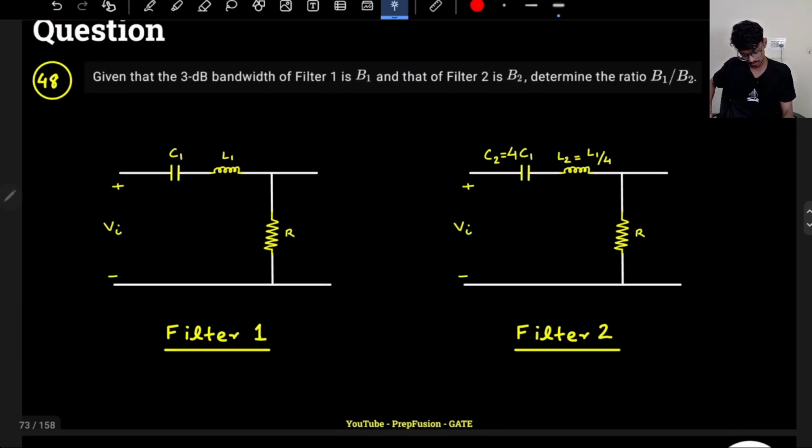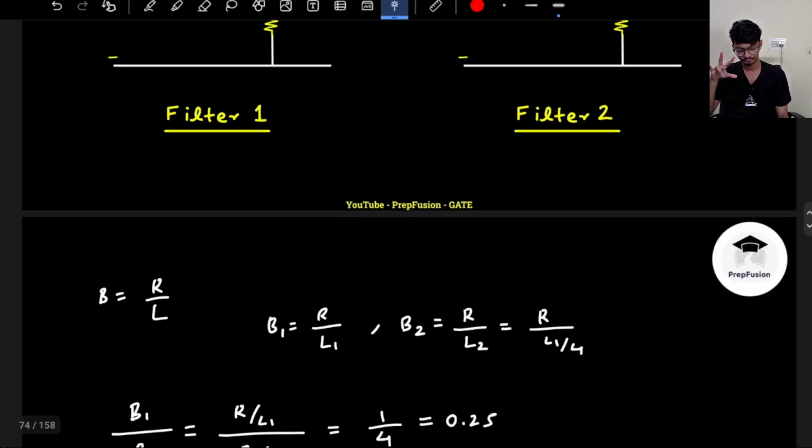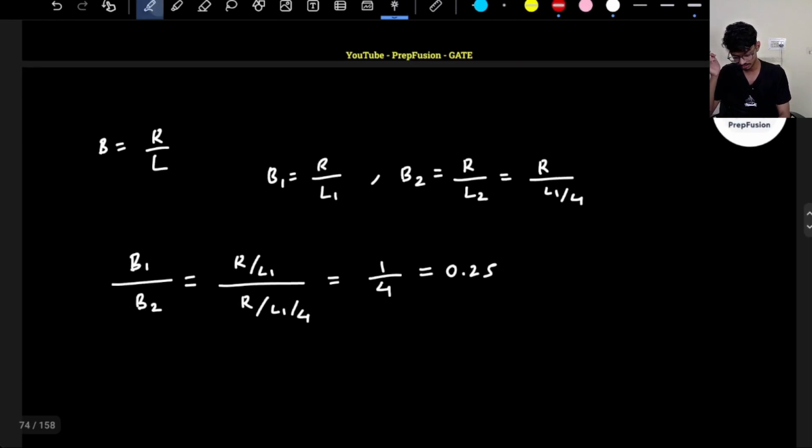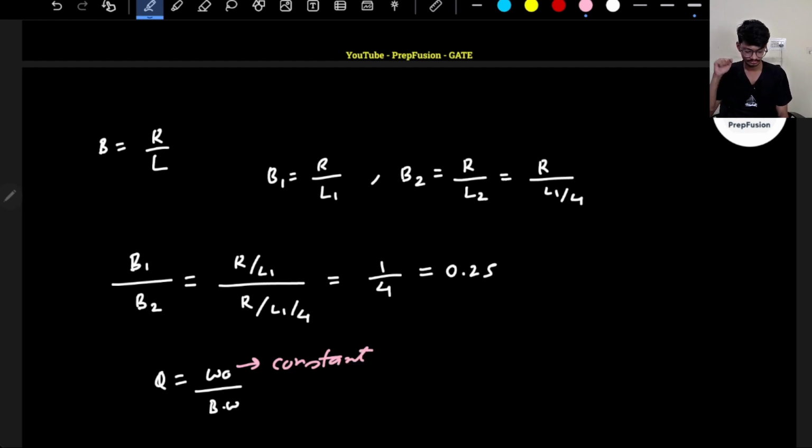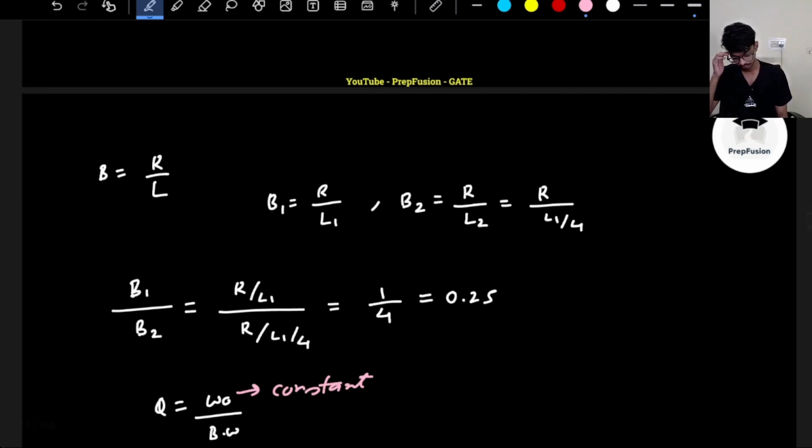Okay. So a few students might want to solve it using the quality factor. They can, because quality factor is also equal to omega naught by bandwidth. This we can use, but the omega naught needs to be constant, then only I can directly relate the bandwidth and quality factor. Else I will not be able to relate them. So just be careful regarding that.